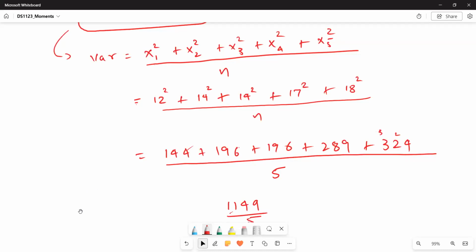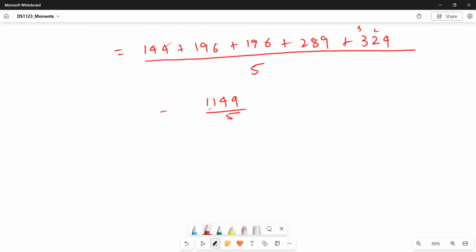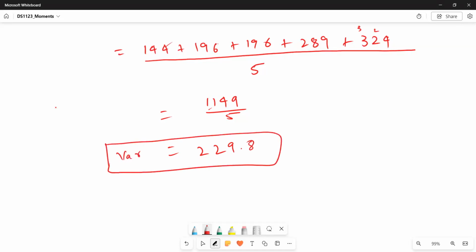Now you can do the maths to get the final value here, right? So 5 is 2 times is 10, again 2 times is 10, then we have 49, so 9 times is 45. Oh, sorry, this is 0.8. Yeah, so 40, right? So this is 0.8. So this is the variance of your data. So mean of this data is 15 and the variance of the data is 229.8, right?